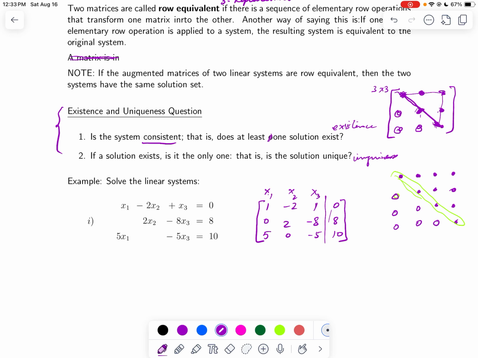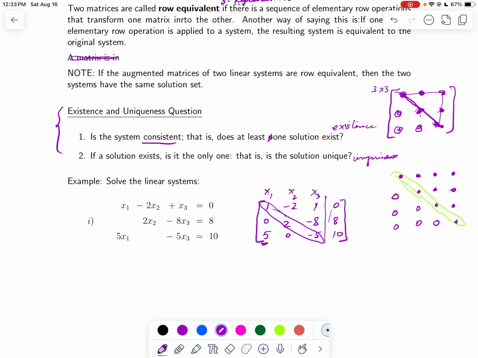Now, for an augmented matrix, let's see where the diagonal is. The diagonal will contain these. This is our diagonal. So we want these 3 values to be 0 down here below the diagonal. Two of them are already 0. So let's see what our job is here. Our job is to make this one 0.